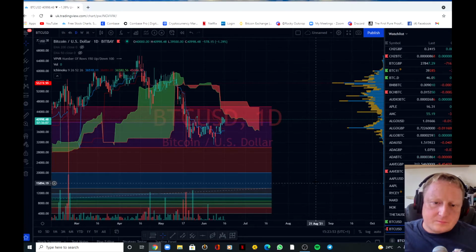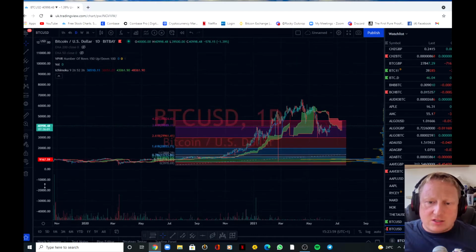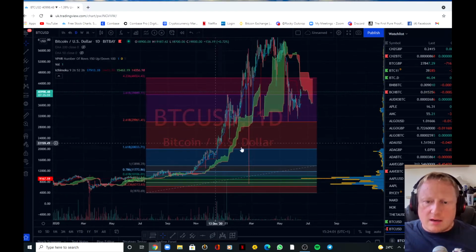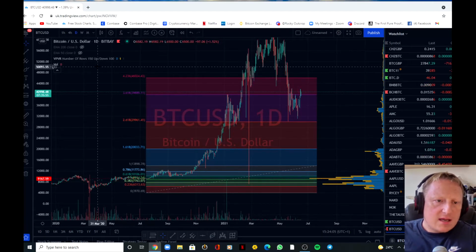That's the one there. Yeah, okay. So that is the situation. All right, so now we'll just get rid of this Ichimoku cloud for a second.